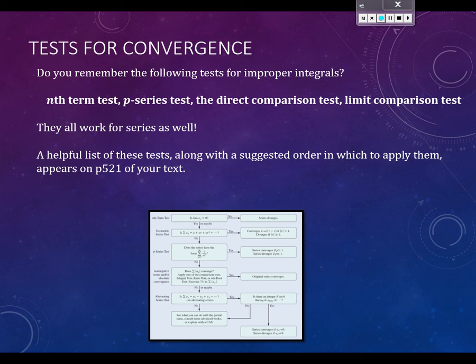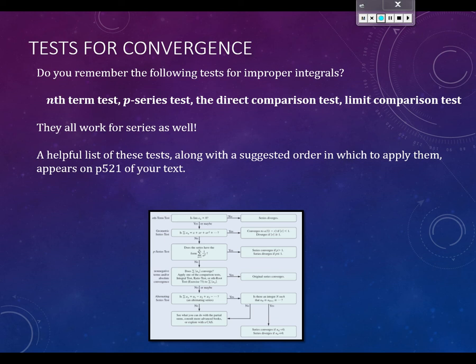I think that's a great, wise one. If it's obvious that the terms themselves have a limit that is not 0, then the series diverges. I think that's a great first line of defense that weeds out divergent series. So you can see why that might appear first on the flow chart. It suggests not only what the tests are, but also an order in which to apply them.